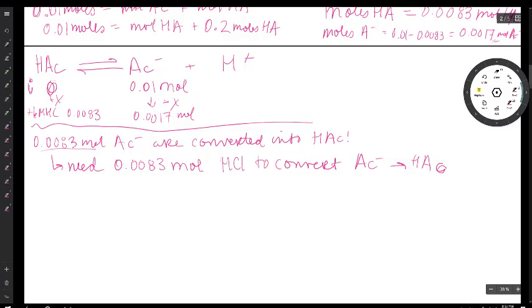Okay, so then the question is, we know how many moles of HCl we need. So how much do we need? What's the volume in milliliters that we need to add? So we have 0.0083 moles of acetate. We multiply that. We convert.